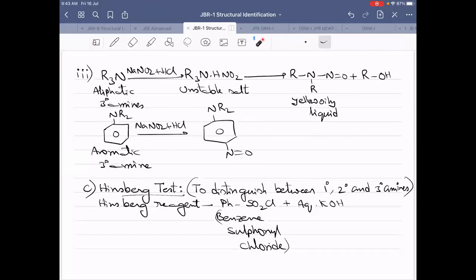Aromatic tertiary amines. You know, the aromatic tertiary amine is this only, na? Last compound. This is not yellow. This is a separate compound.